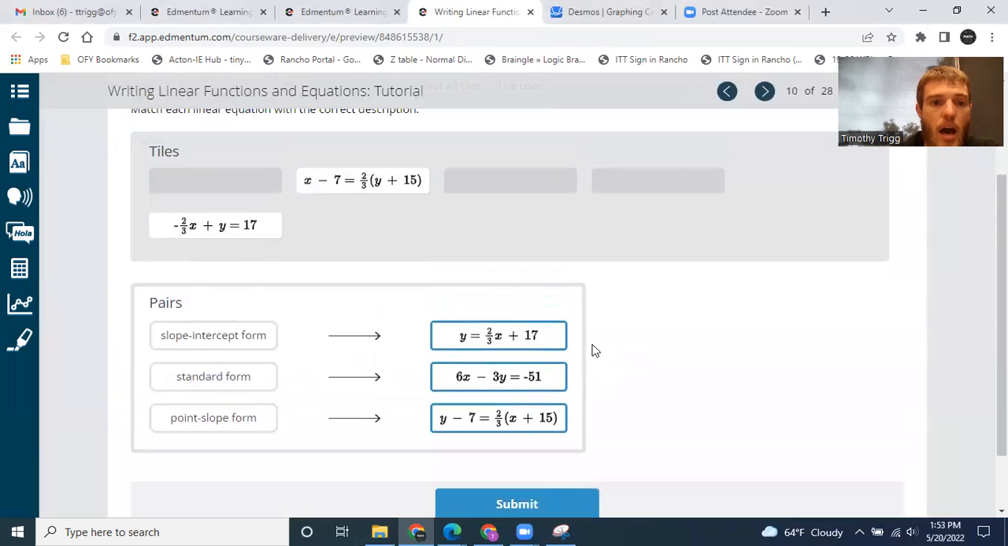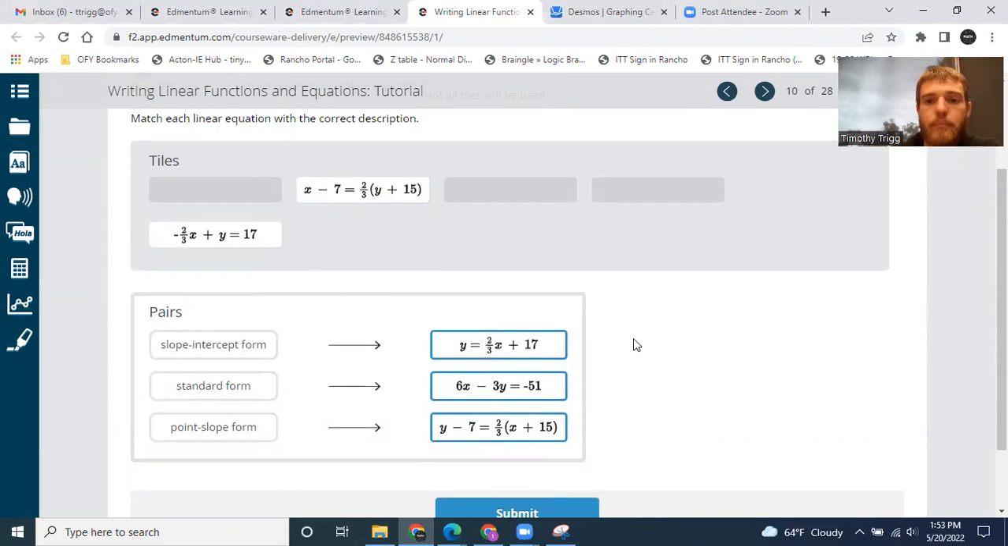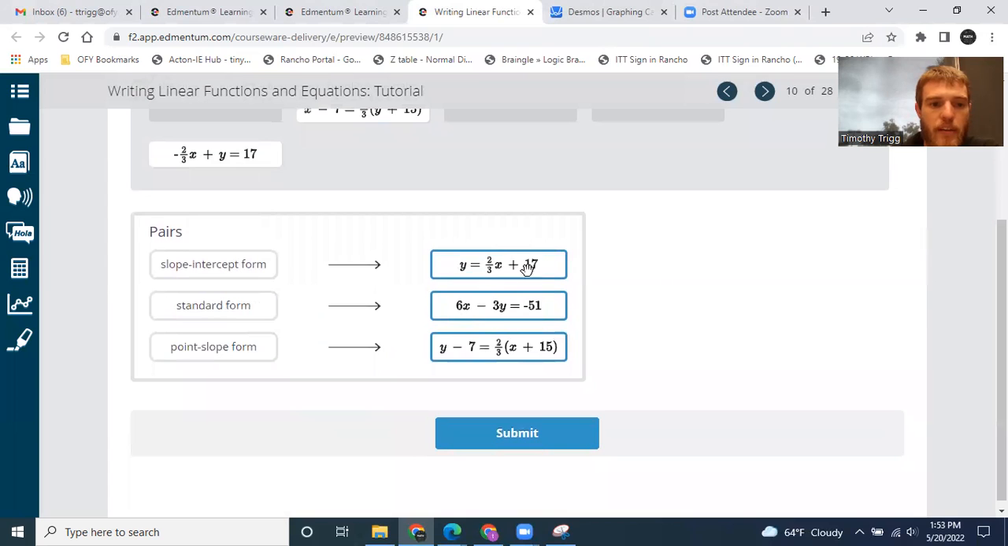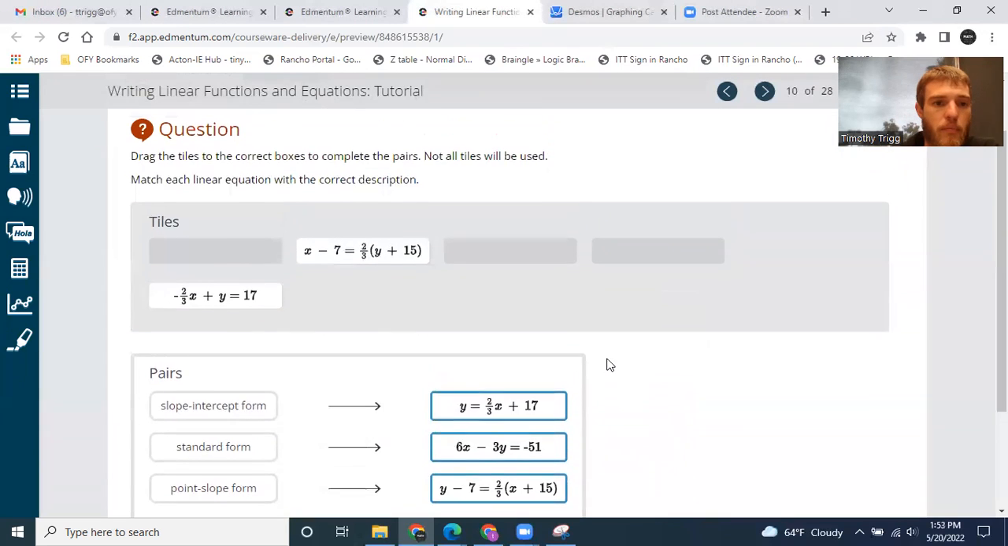This one also looks like point slope form, but remember you have to have y on the left side. So this is an example of slope-intercept form. This is an example in standard form, and this is an example in point slope form.